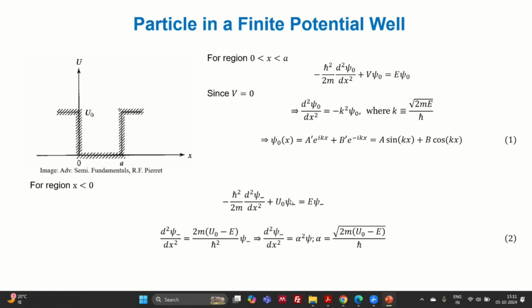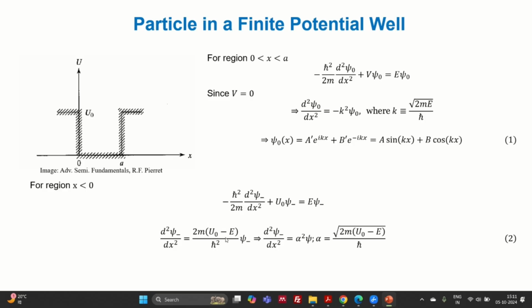So take this quantity here. That will be E psi minus minus U naught psi minus. And there is a minus also, so if you multiply, you will get U naught psi minus minus E psi minus, right? And then you multiply with 2m by h bar square, so you get this.